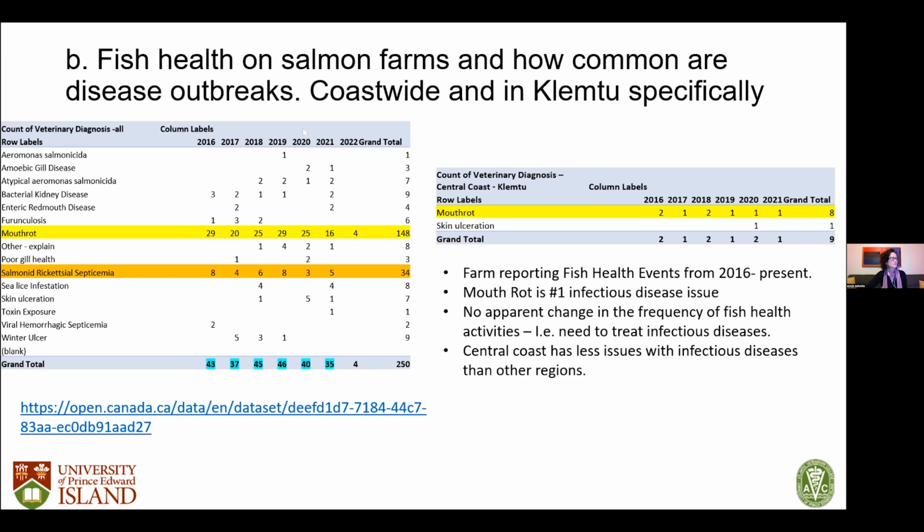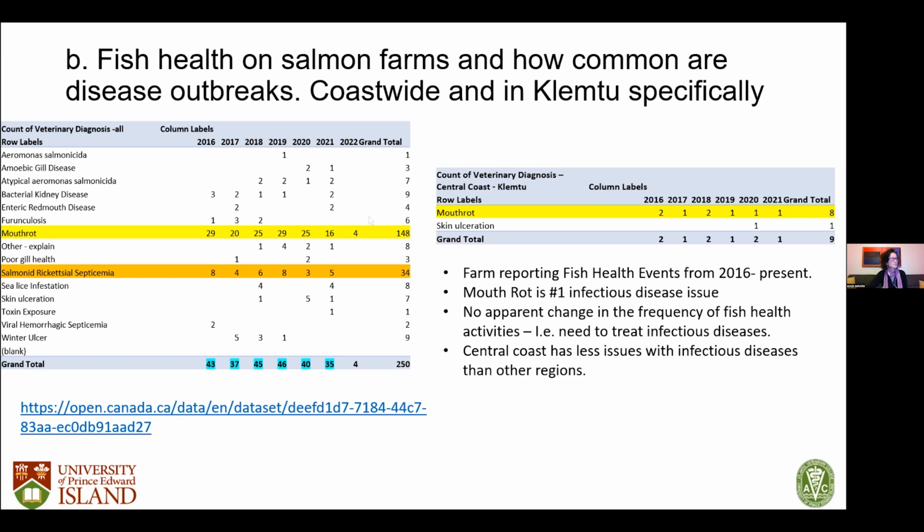So this table here is basically all the fish health events that have happened from 2016 to 2022, 2022 obviously being an incomplete year. But what you can see here is that of the infectious diseases, the predominant one that we see in the industry is mouth rot, the one that's caused by Tenacibaculum. The second most common one is SRS, which is Piscirickettsia, but that's quite a bit less frequent than this one.